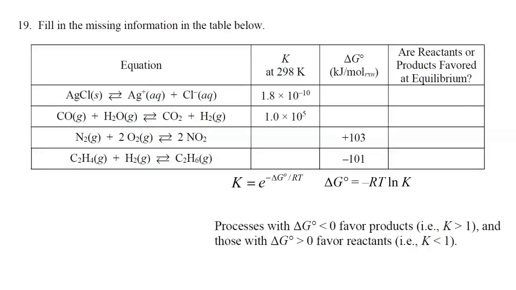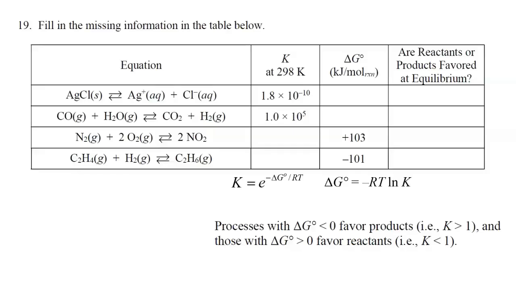In addition to the calculations, the question you have to answer about each of these equations is, are reactants or products favored at equilibrium? And we can answer that question right now without doing any of the calculations, because we know from that essential knowledge statement that processes with a negative delta G favor the products, that is, K is greater than 1, and processes with a positive delta G favor the reactants, that is, K is less than 1.